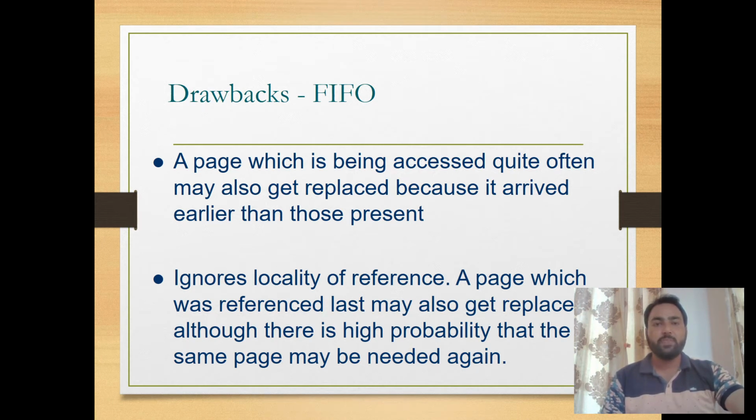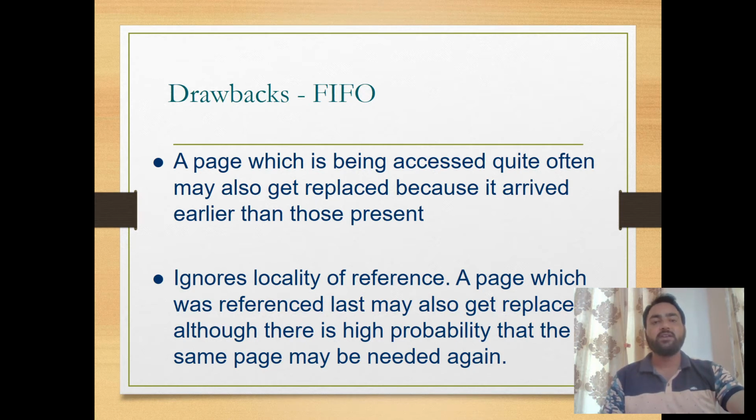Other drawbacks: a page which is being accessed quite often may also get replaced because it arrived earlier than those present. That means the page which the system repeatedly needs for execution of a process also gets replaced with another page from the secondary storage. So this is the drawback of the physical memory, due to the first in first out algorithm.